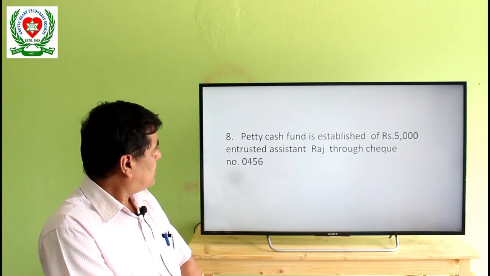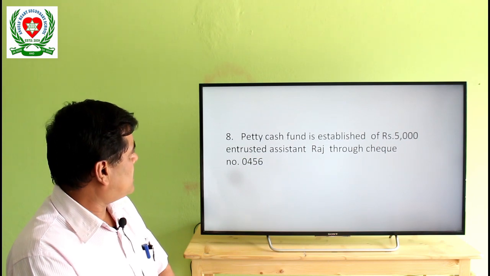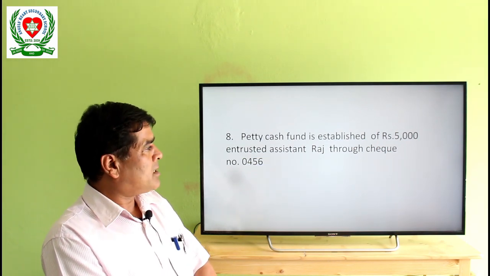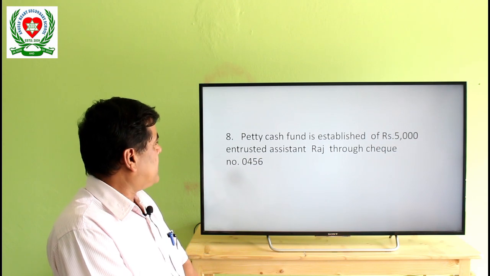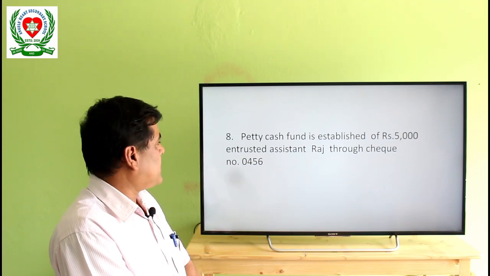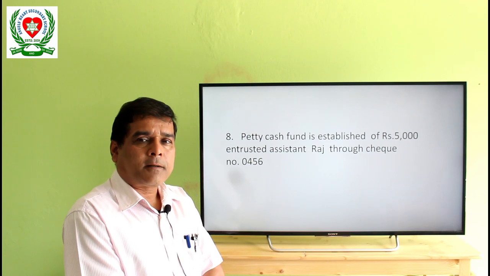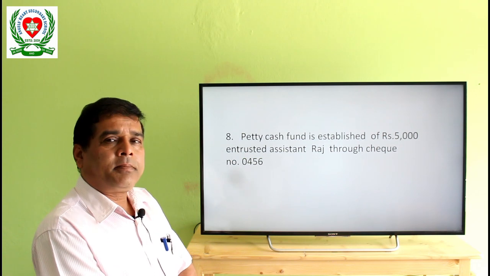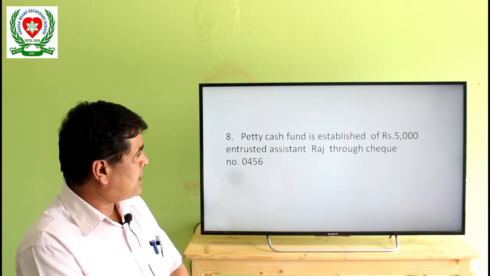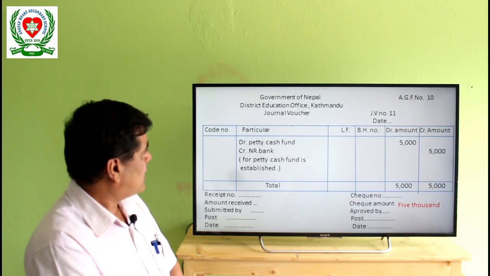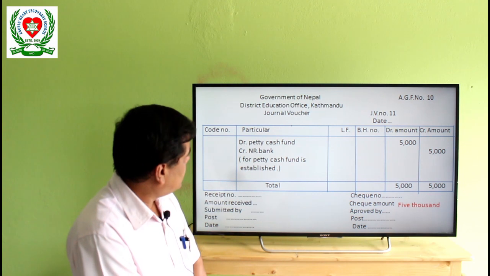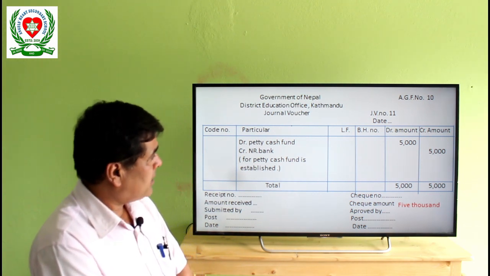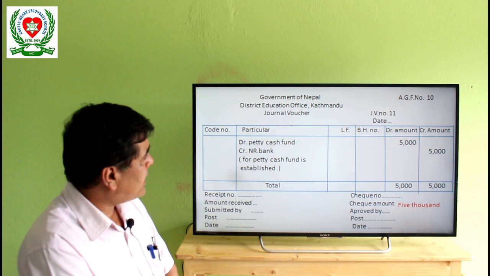When a petty cash fund is established, here the question is given: a petty cash fund is established of rupees 5 lakh, issued to assistant Raj through check number 0456. We know that when a petty cash fund is established, debit petty cash fund, credit NR Bank. Let us see the journal. Petty cash fund, debit, NR Bank, credit, and we have to make an entry of this in the bank cash book.